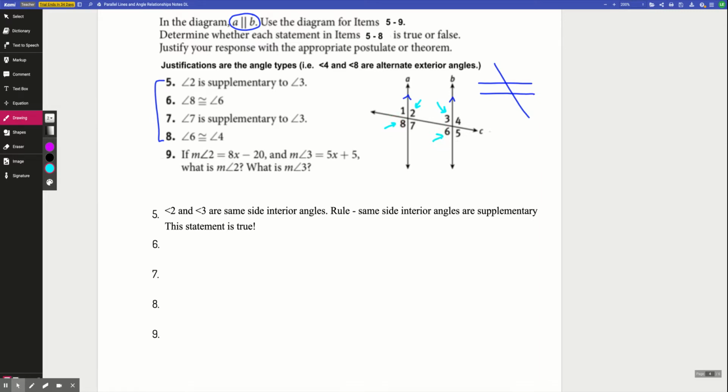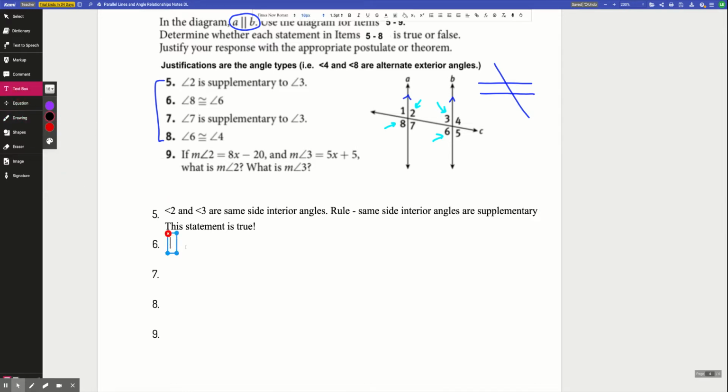Okay, so we want to ask ourselves the 3 questions. First question, 1, are they corresponding or vertical? And they are corresponding. See how they're in the same location in their group of 4. Okay, and we know that corresponding angles are congruent. So this statement is true.